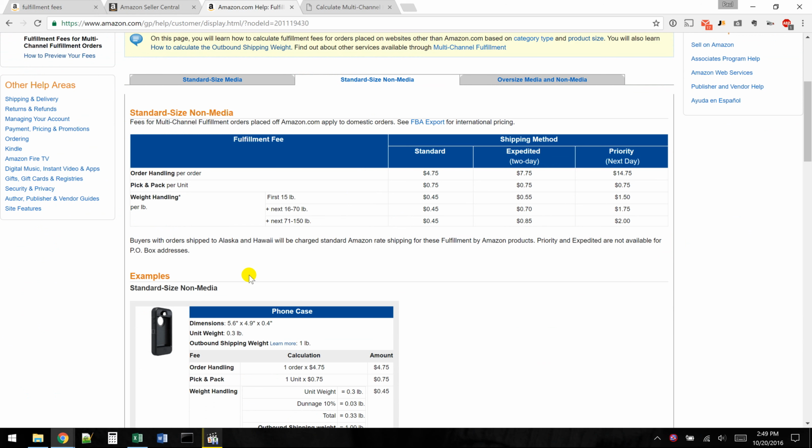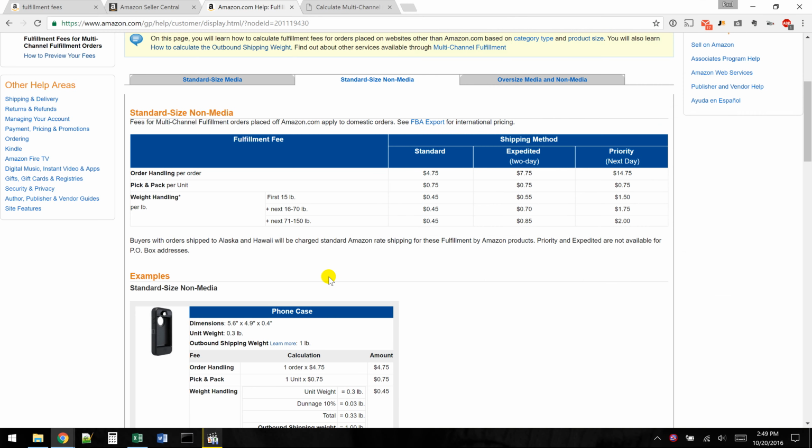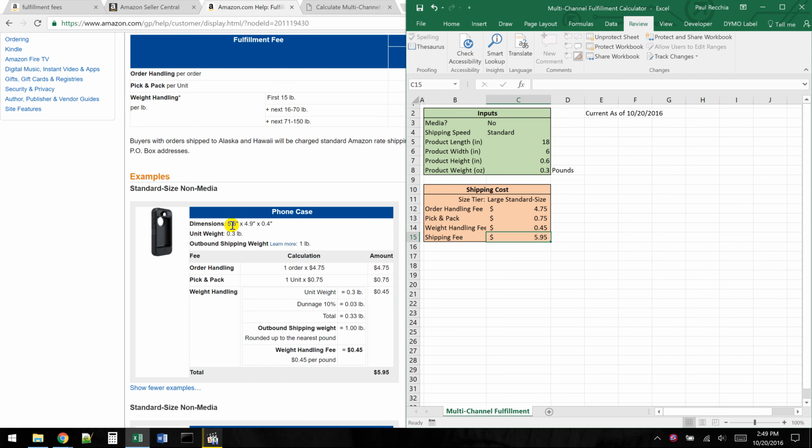And before I get into the nitty gritty, I went ahead and created a calculator that you can use to calculate the shipping cost for essentially any product out there. We'll use Amazon's example here. So 5.6 inches by 4.9 inches by 0.4 inches, and the weight is 0.3 pounds. Shipping fee is $5.95. Checks out. You can use this for calculating just about anything.